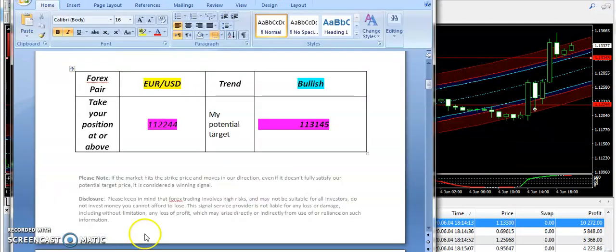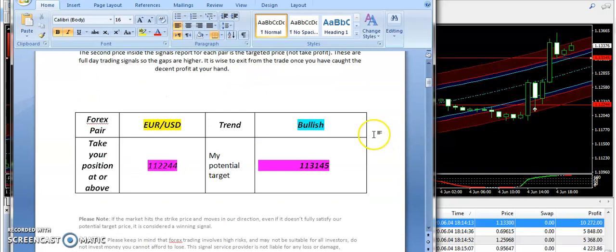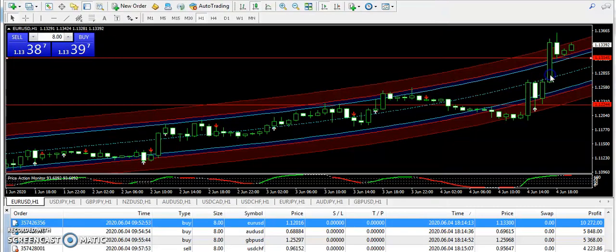Okay guys, this is the signals report that I have sent to the subscribers early in the morning. These are the pending orders that I sent to the subscribers in the morning, and today 4 signals have triggered and I'm going to talk about these 4 signals. So first of all, starting with Euro USD, with a bullish trend from 112244 and 113145 was the target price.